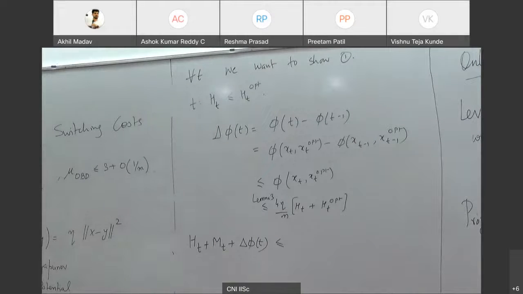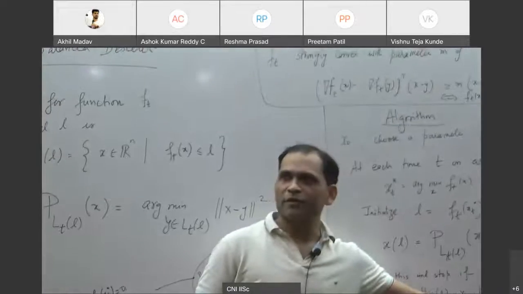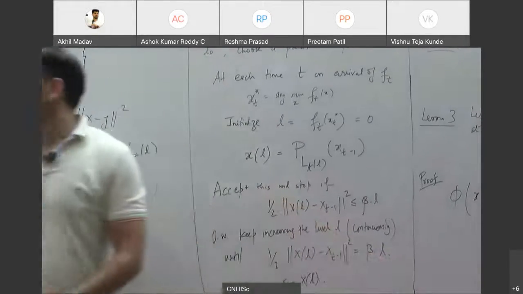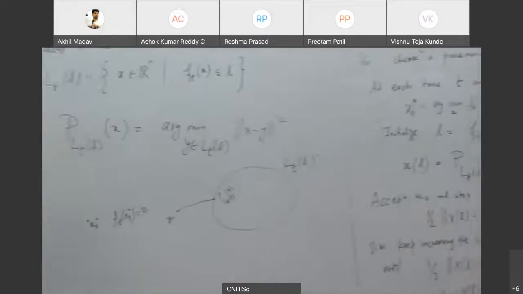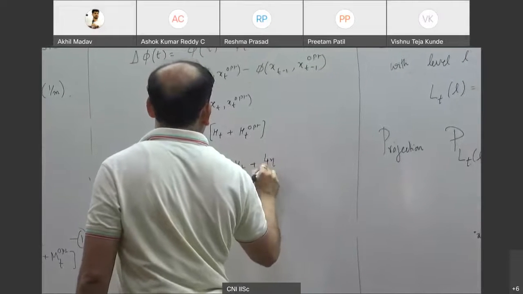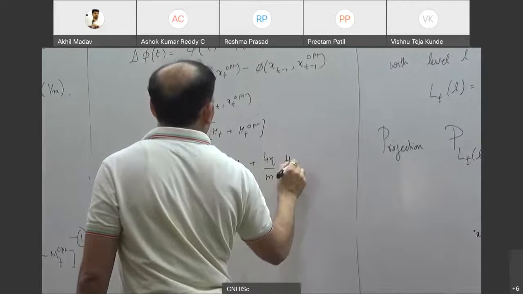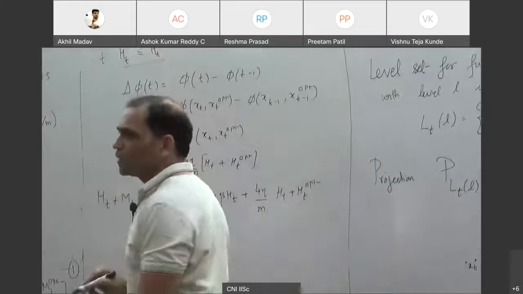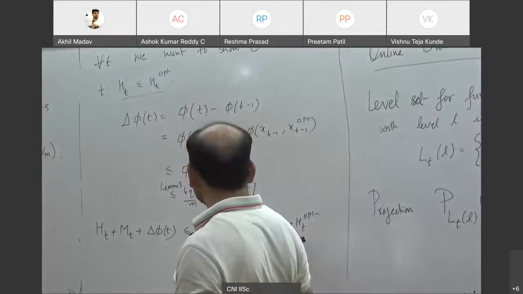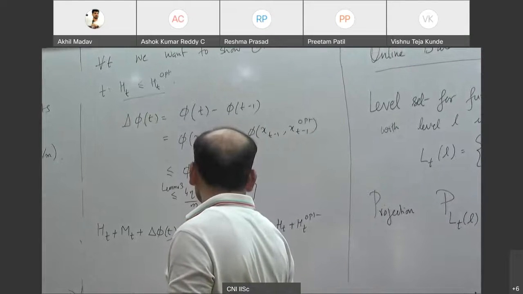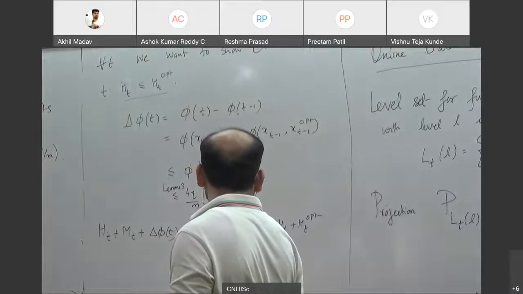What is the movement cost? The movement cost is equal to beta times L, where L is nothing but the hitting cost. This is nothing but HT plus beta HT plus this extra cost. Now the fact that HT is less than or equal to HT of OPT, you can also use that here. I get that 1 plus beta plus 4 beta.